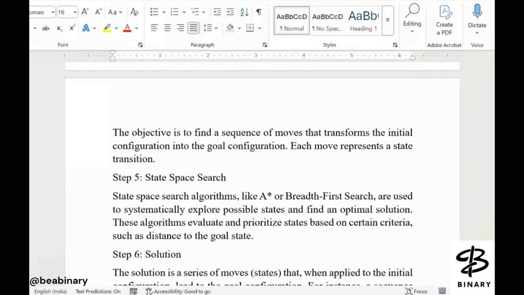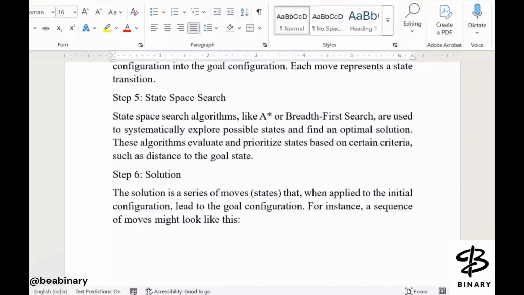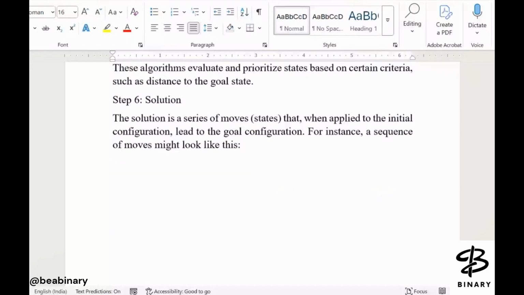The objective is to find a sequence of moves that transform the initial configuration into a goal configuration, and each move represents a state transition. For that, you are using the state space search algorithms like the BFS, used to systematically explore the possible states and find an optimal solution. These algorithms evaluate and prioritize the states based on a certain criteria, such as the distance to a goal state. जल्द से जल्द आप goal state पे पहुंच जाओ.